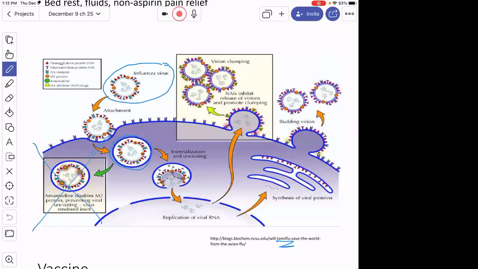Ignore this over here. That's a drug that doesn't work anymore. All our strains of flu are resistant to that. Influenza virus is really unusual because it uncoats and then it enters the nucleus down here. Usually RNA viruses stay in the cytoplasm. There's no reason that they would need to go to the nucleus. There's no enzymes there or anything that they need. But for whatever reason, influenza virus does.